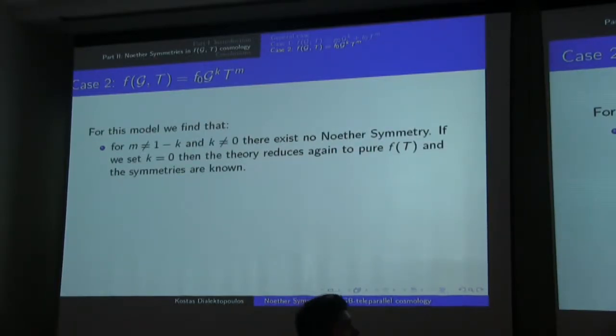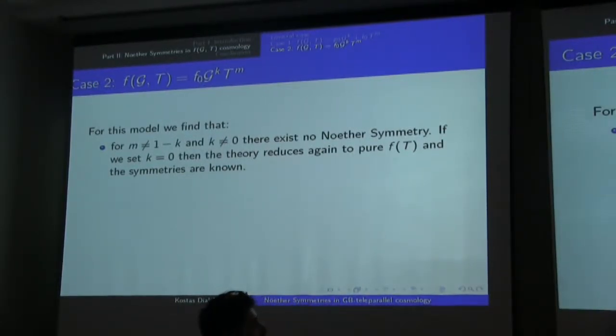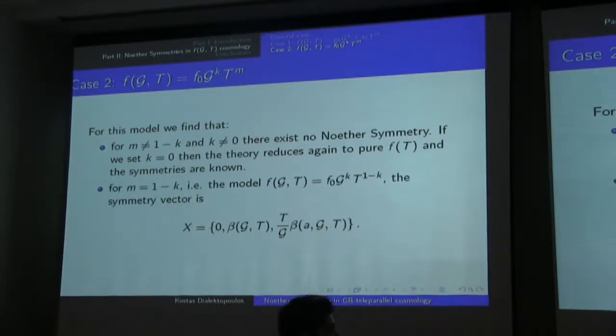And in the second case, we consider the product of these two functions of these two variables. We found that for m equal to 1 minus k and k different from 0, again there exists no Noether symmetry. But if k equal to 0, then we have the previous case where the theory reduces to f of T and we know the symmetries. But for m equal to 1 minus k, and then the model takes this form, we found the symmetry. The symmetry vector that denotes in fact the symmetry of the theory is this one.